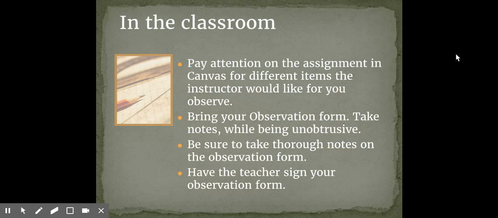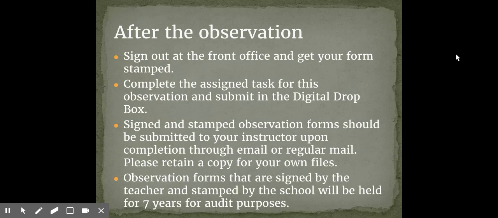In the classroom, pay attention to the assignment in Canvas for different items the instructor would like you to look for. So on one assignment, it may say that they'd like you to observe the classroom management of the teacher or of the classroom. It may ask you to look at the physical setup of the classroom, things like that. So bring your observation form. Be prepared to take notes while being unobtrusive. You should just blend in with the class setting. Be sure to take thorough notes on the observation form. And as a reminder, make sure the teacher signs that form.